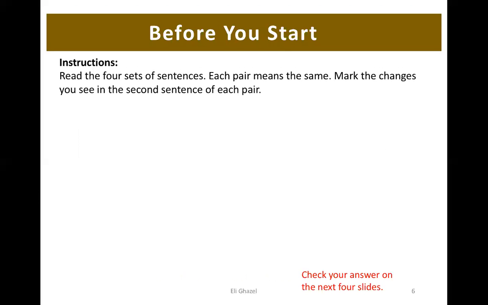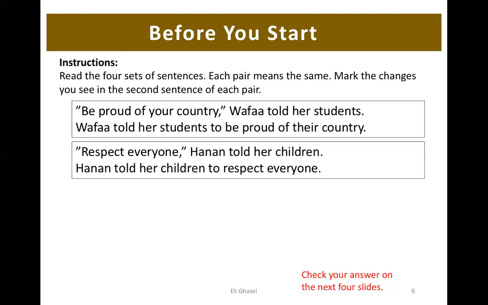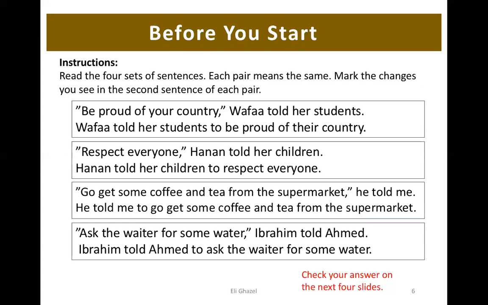So this is the first task. It implements the 4 principles. We're going to give the students 4 sets of sentences that mean the same thing, but we're going to ask them to mark the changes that they see in the second sentence of each pair. You can give each set alone and ask them to do it and then give feedback, or you can put all 4, and then when they finish, you give feedback. If your students are highly competent, then you can give all 4 together. But if they need a lot of help, then you put each one alone and give feedback so that they can use that feedback on the next one.